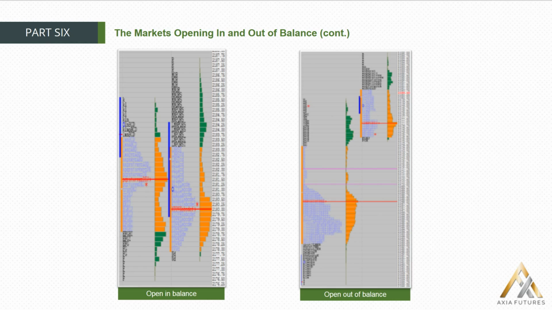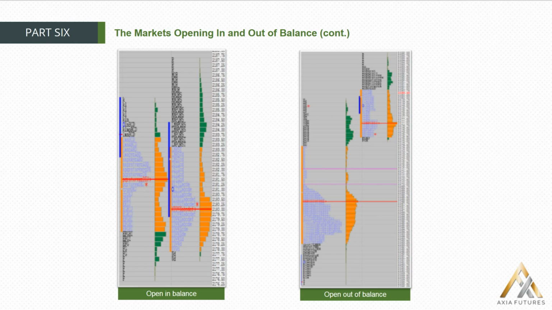Now, what I will say as a rule of thumb, when a market tends to open out of balance, we do tend to get a little bit more volatility. Note, not necessarily volume, but volatility. So we tend to get more of what is seemingly aggressive up and down moves.